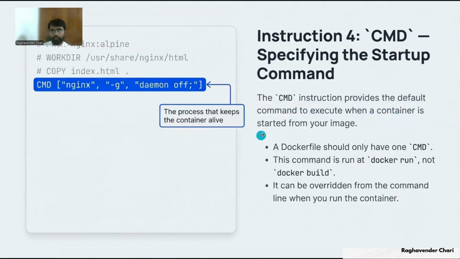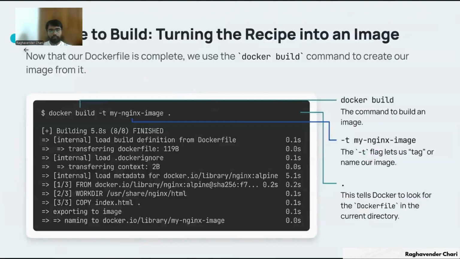The CMD instruction provides the default command to execute when a container is started from your image. A Dockerfile should only have one CMD. This is a default for all the images, and it is the final step in writing your Dockerfile. This command is run at docker run, not docker build, and it can be overridden from the command line when you run the container.